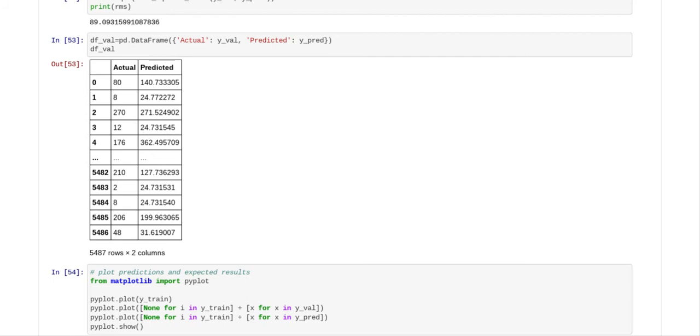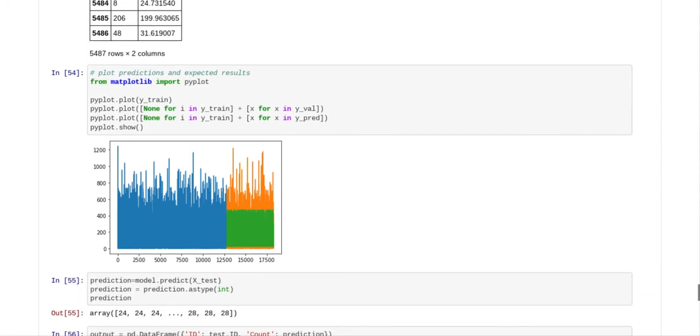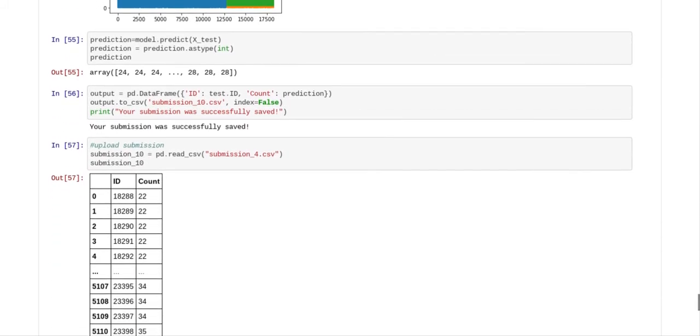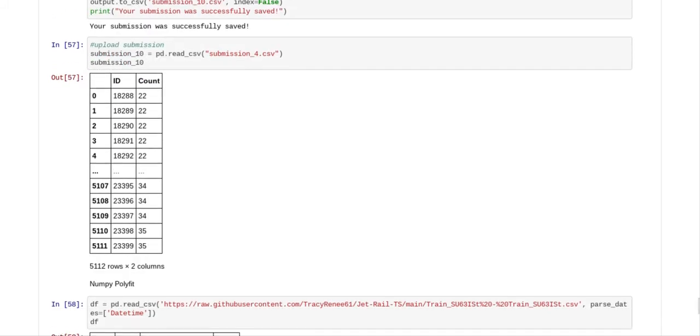So we put it on a data frame where you can check the actual values against the predicted values, and you can see that the predicted values for the most part are higher than the actual values, and you can see that on the chart that we have plotted. Predicted on the test set, and you see we've got the answers on the test set, and they're not very good.